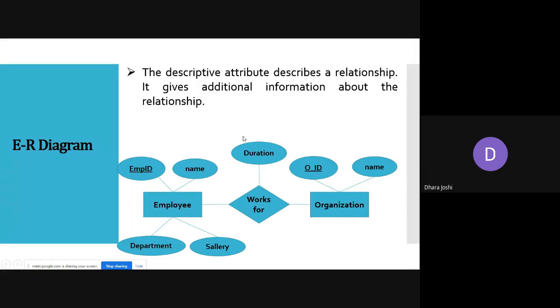This concept we have already covered in the last session. So employee works for organization. How much duration? Duration will be mentioned over here, which gives us additional information regarding this relationship. So this attribute, which is connected with a relationship instead of entities, is called a descriptive attribute.